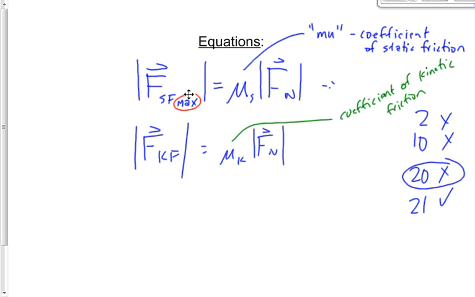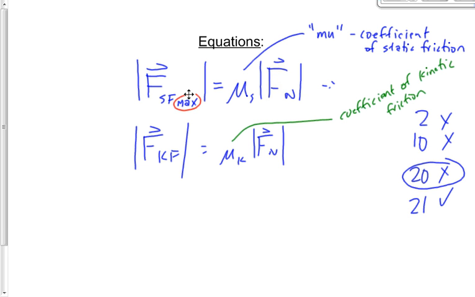10 newtons. Push on it with 15 newtons, doesn't move. What kind of friction do I have? Static. What's the value of static friction? 15. Push on it with 20 newtons, doesn't move. Static friction, force of friction is 20 newtons. Push on it with 27 newtons. It moves. What kind of friction do I have? This time it's kinetic friction, right?